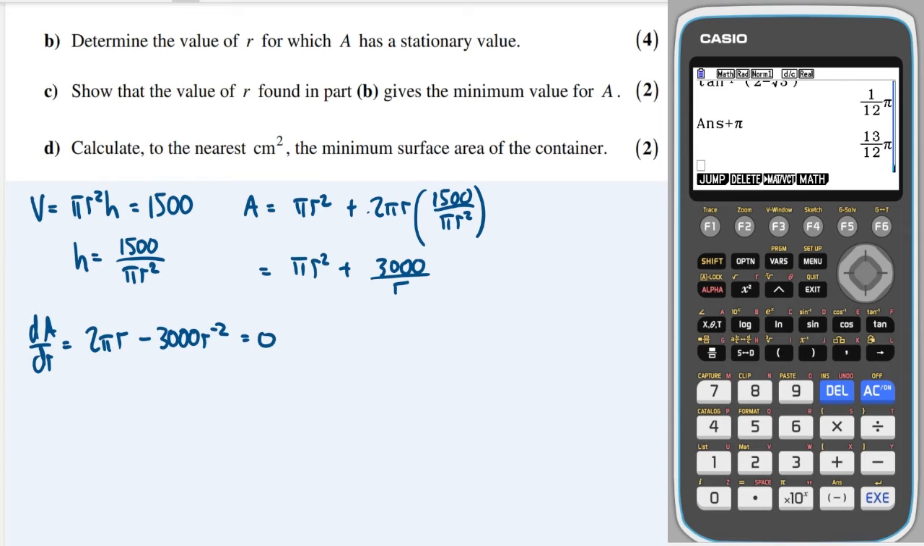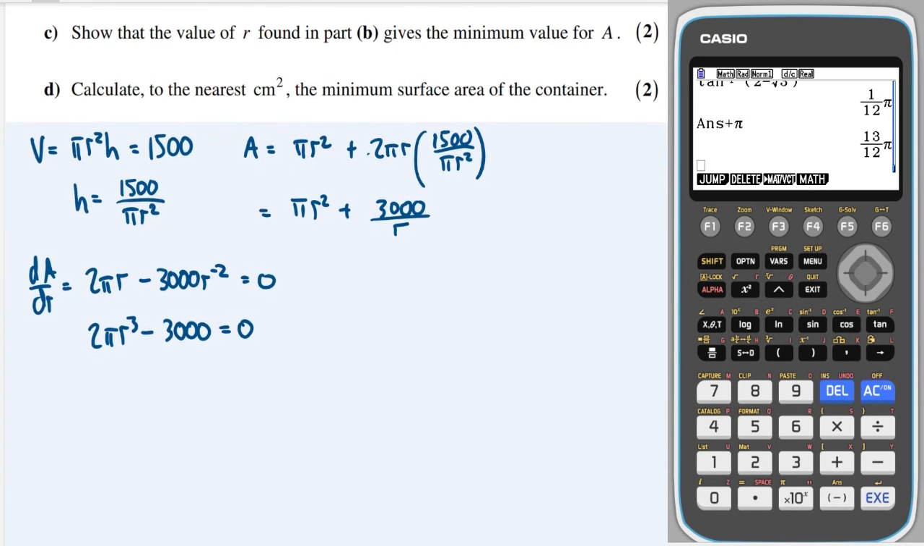I'm going to multiply everything by r squared, and that will get rid of the r to the minus 2. I'm then going to move everything over to the other side, so I'm going to get 3000 divided by 2 pi. So r is equal to the cube root of 3000 over 2 pi. So that's the calculator job. The square root, oh no, sorry, the cube root.